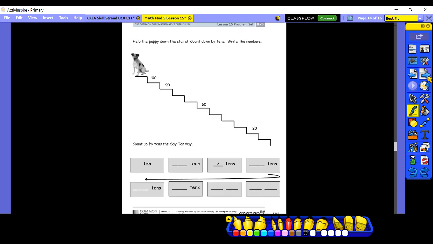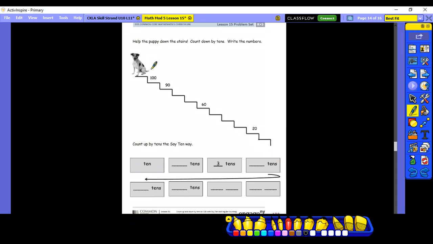Now let's look at counting the say 10 way. Our puppy dog is at the top of the stairs. He wants to get all the way to the bottom. How can I get my puppy dog up and down the stairs?